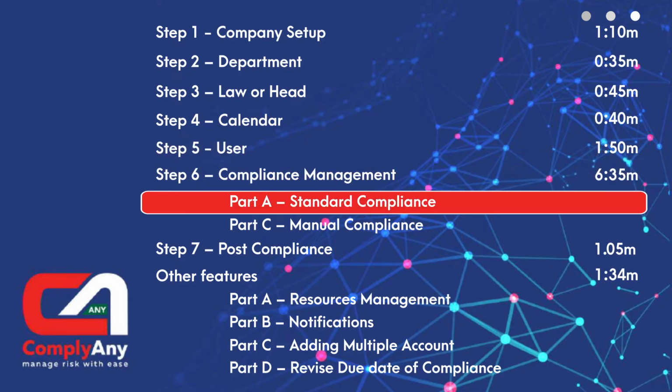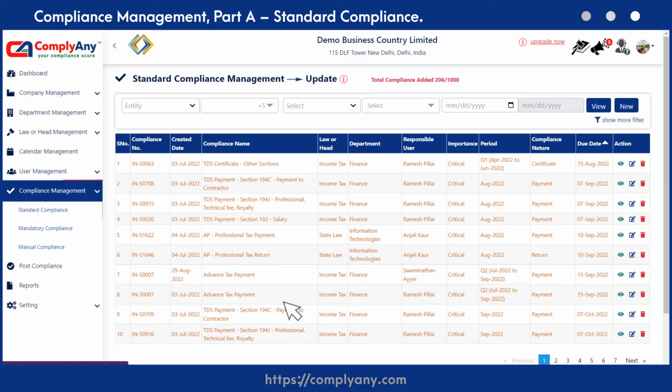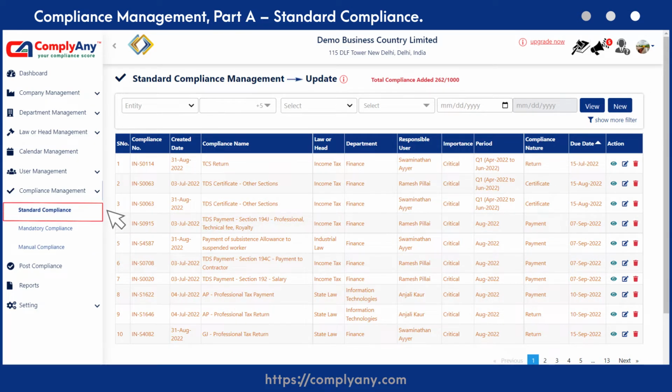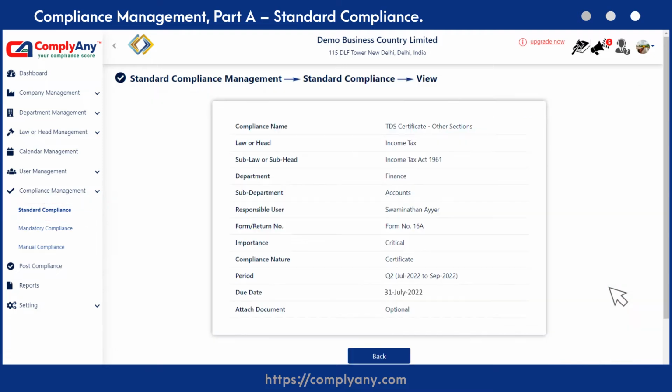Step 6. Compliance Management. Part A. Standard Compliance. There are 3 types of compliances in the system. 1. Standard compliance. 2. Mandatory compliance. 3. Manual compliance. Standard compliances are those compliances for which the government or authority has fixed a date, for example, income tax return to be filed by the 31st of July of every year.